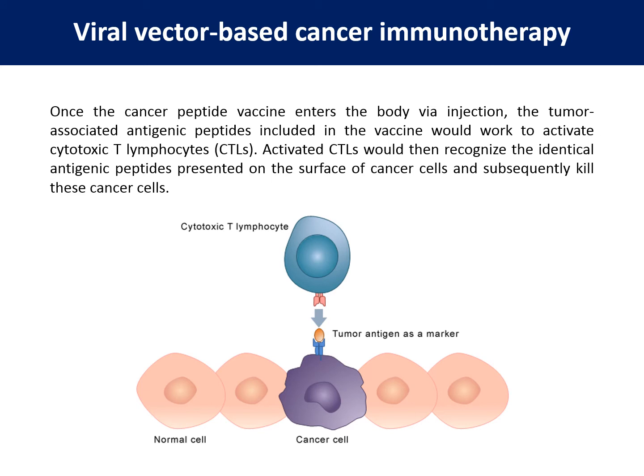So this is just a further explanation of what I have mentioned just now, in which the CTL can recognize the tumor antigen as a marker which is only present on the cancer cells but not on normal cells, and this can lead our immune cells to recognize the cancer cells and induce the activation of the cytotoxic T lymphocyte immune response and subsequently kill this cancer cell.